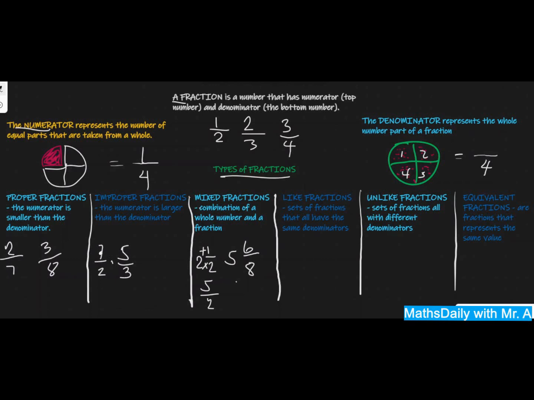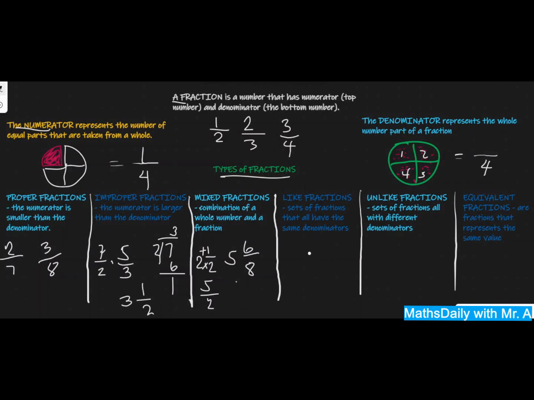So let's take this example, 7/2. If we wish to convert 7/2 into a mixed fraction, we need to divide 7 by 2. 7 divided by 2 is 3. 3 times 2 is 6. 7 minus 6 is 1. In this case, we take the quotient 3 as the whole number, the remainder 1 as the numerator, and the divisor 2 as the denominator. So 7/2 is equal to 3 1/2.